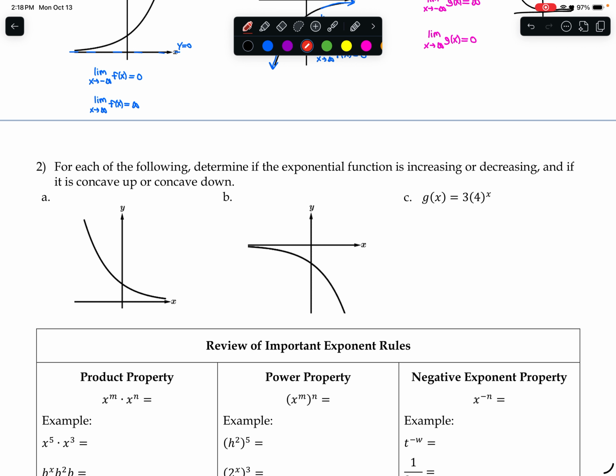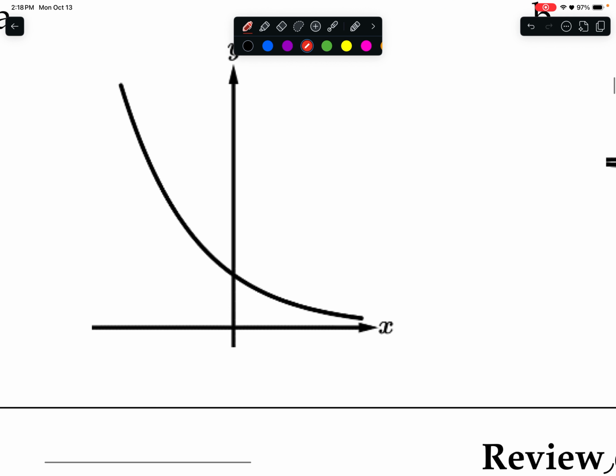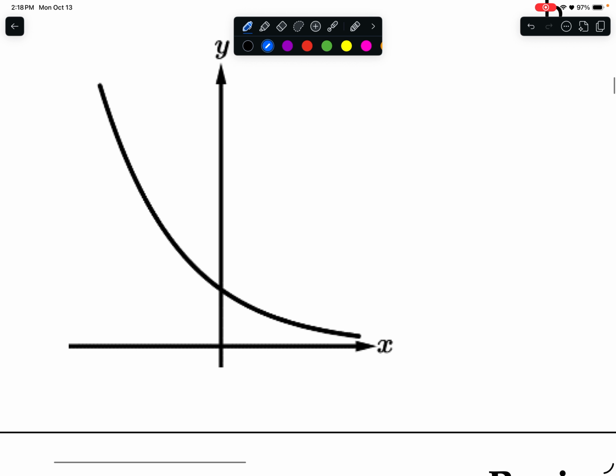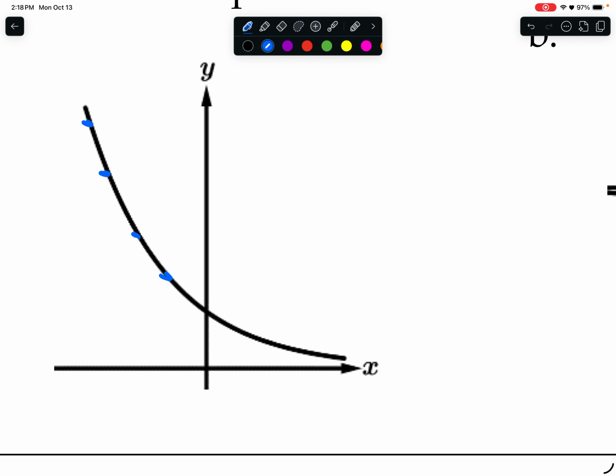All right, now looking down here, we're going to look at increasing, decreasing, and concavity. Looking at this first graph, my graph is going to be decreasing, so my y values are going to be getting smaller as I go along. And then my graph is also going to be concave up, if you look at the shape. So this graph is decreasing and concave up.